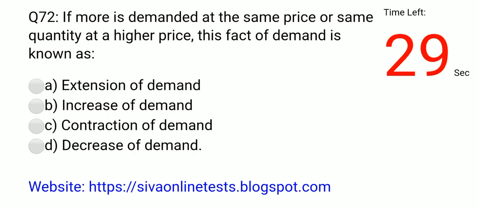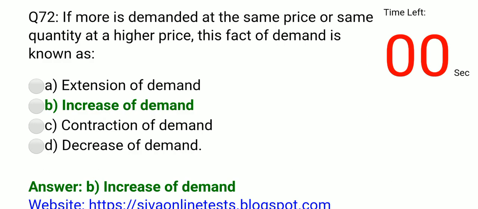Question 72. If more is demanded at the same price or same quantity at a higher price, this fact of demand is known as. Options. A. Extension of demand. B. Increase of demand. C. Contraction of demand. D. Decrease of demand. Answer. B. Increase of demand.